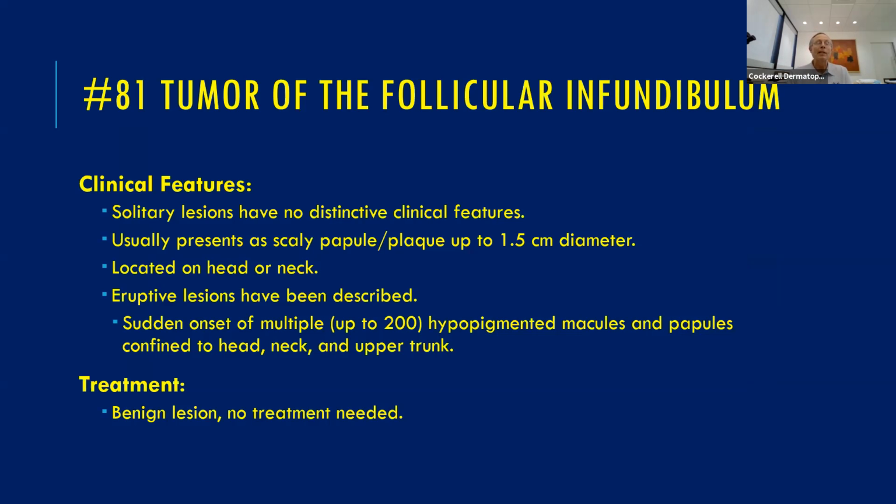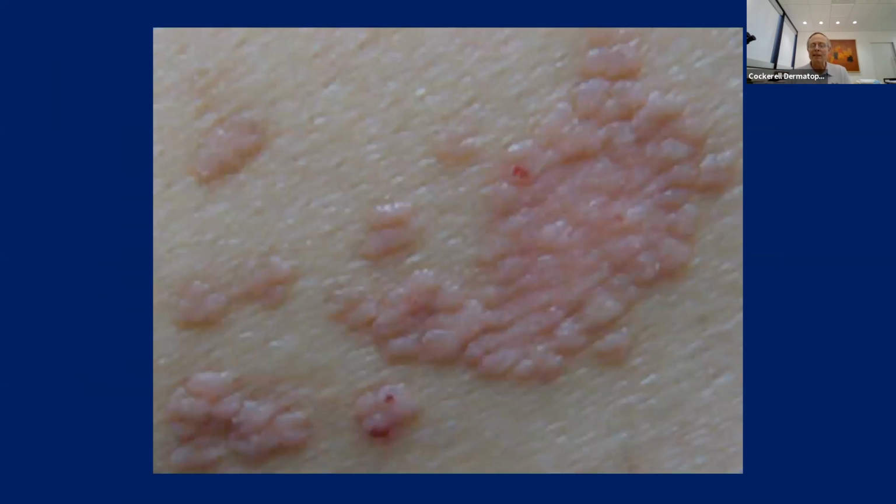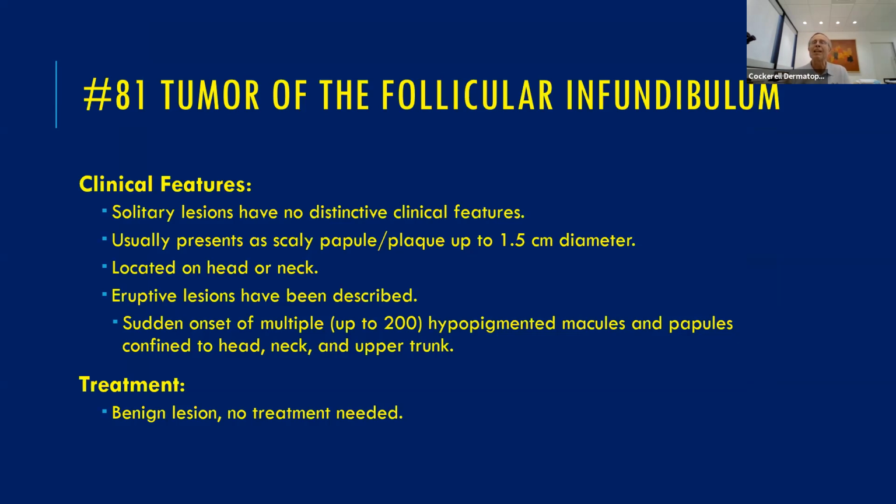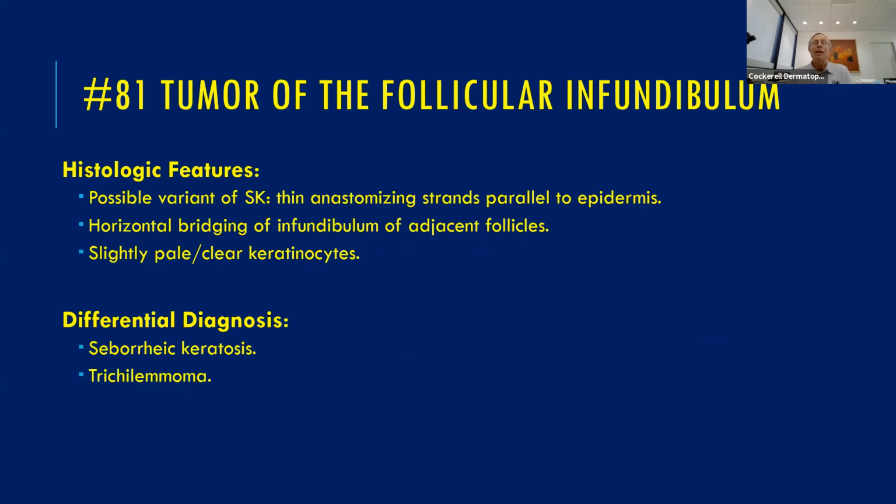So these usually don't look so much like that, but they usually are solitary little skin colored papules. Clinicians don't know what these are. They never make the diagnosis. They usually send them in as a rule out basal cell or a wart or something like that. They're totally benign. They don't really need any therapy. But just remember, this is one of the follicular tumors that's oriented horizontally as opposed to vertically.